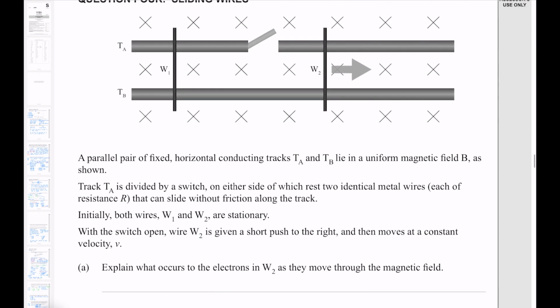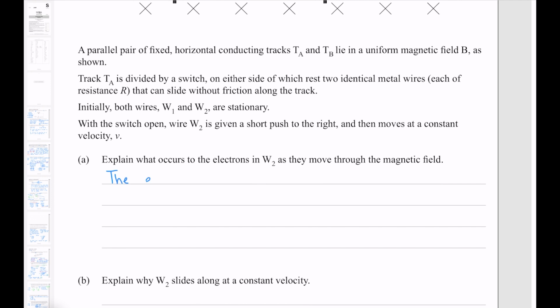So if we consider a negative charge in our W2, because W2 is moving to the right, then so too is our electron here. If you use your right-hand rule, pointing your thumb in the direction of velocity to the right, pointing your fingers in the direction of magnetic field, which is into the page, then for a positive charge we will have an upwards force, but because this is a negative charge, we are going to instead have a downwards force. So the electrons will experience a downwards force.